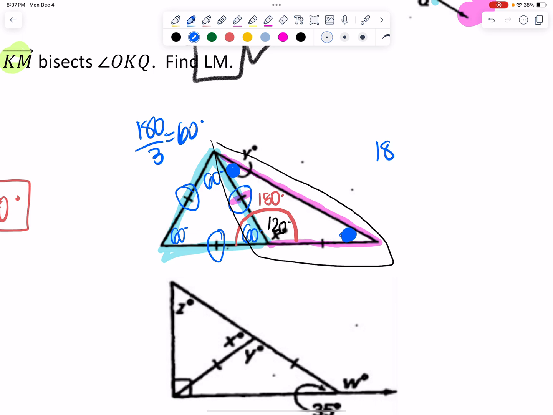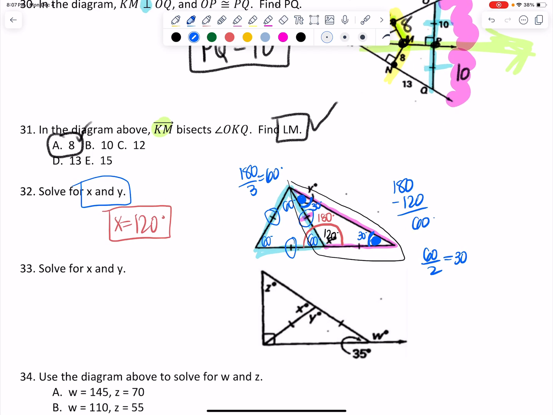And so I can go 180 minus 120 is 60. And then I have to take that 60 and divide it by 2, because those angles are going to be congruent to each other. 60 divided by 2 gives me 30 degrees for each of these smaller angles, and so Y is going to be 30.